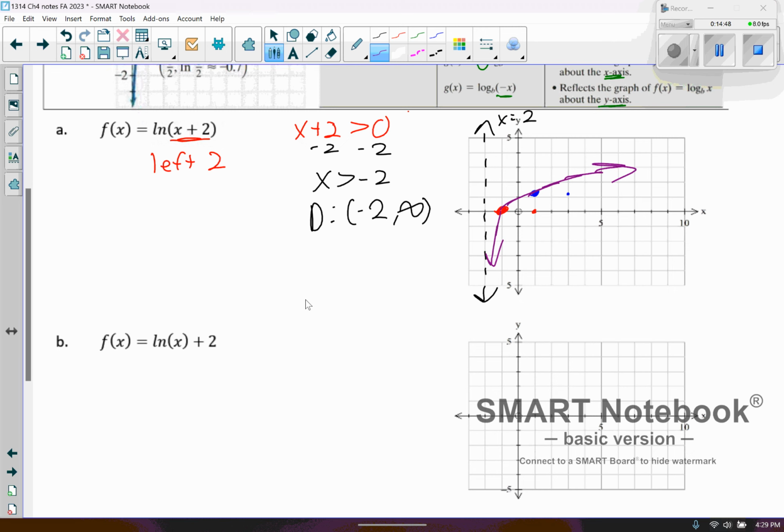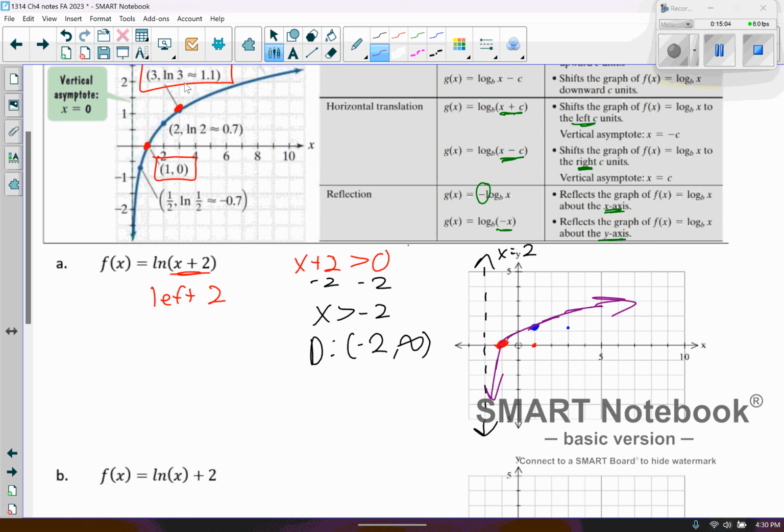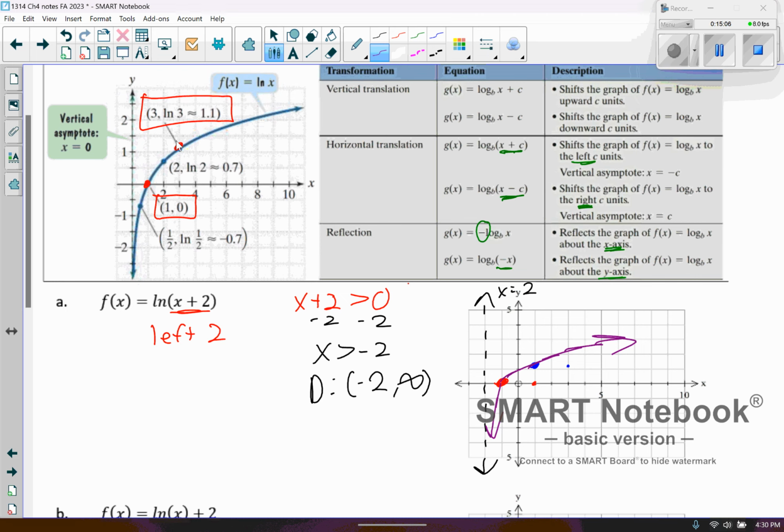Okay, so not bad, right? Now, you might be thinking, well, why don't we do transformations on all of them? Well, because on the previous couple, we had a bunch of different bases. Sometimes it was base 5, base 6, base 2. And so here we're being consistent with base e. And so I'm just going to use basically the parent graph right here for my transformations.